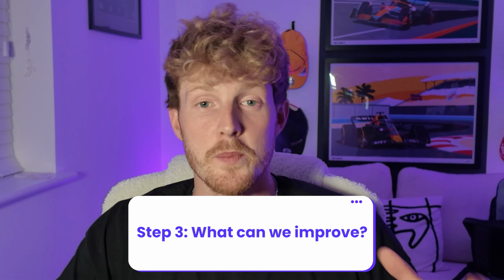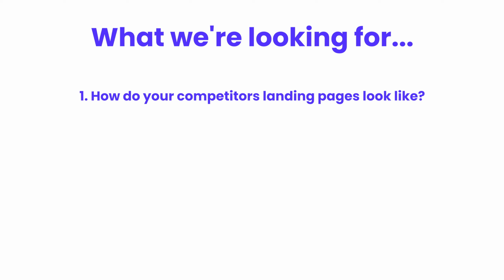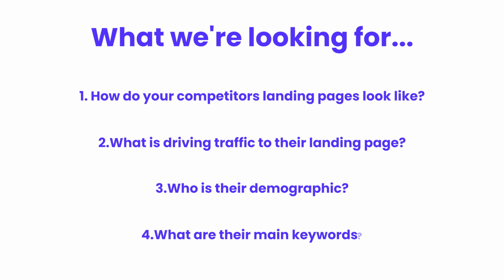And this is the part where we move away from ourselves and we start to look at what our competitors are doing. It's one of the best ways to find out what is working and what ways you can improve what you're doing. Okay, so what are we looking for? We're looking for how your competitors' landing pages look. What is driving traffic to them? Who is their demographic? And what are their main keywords?